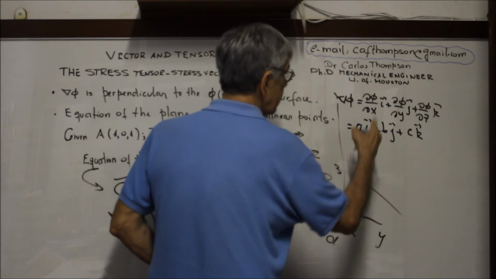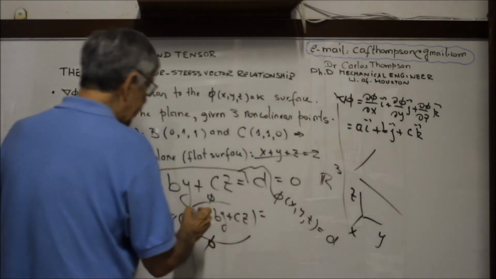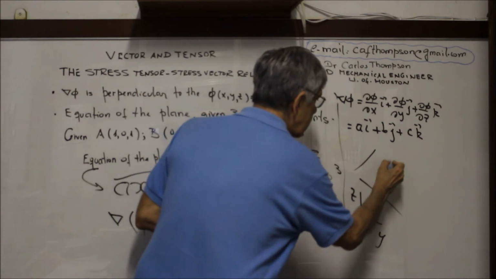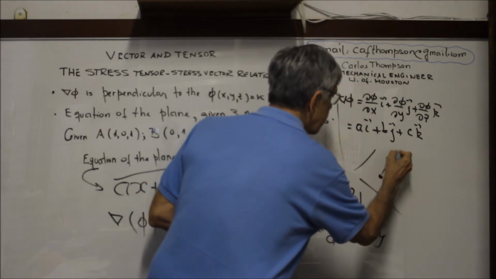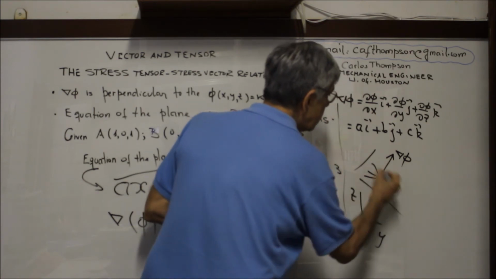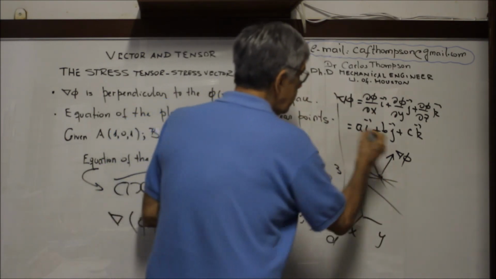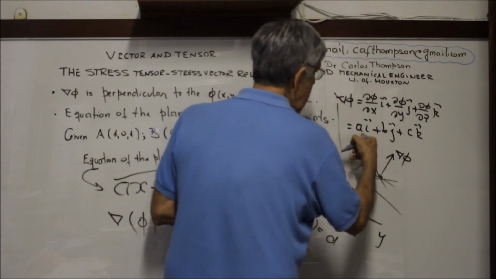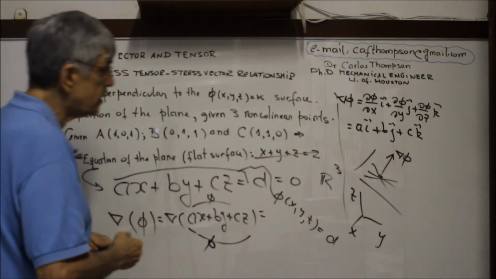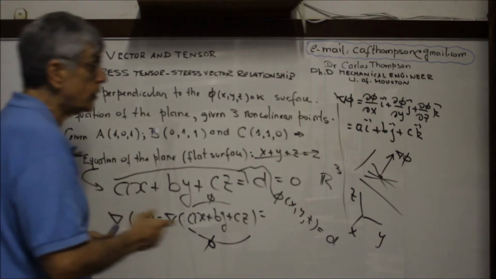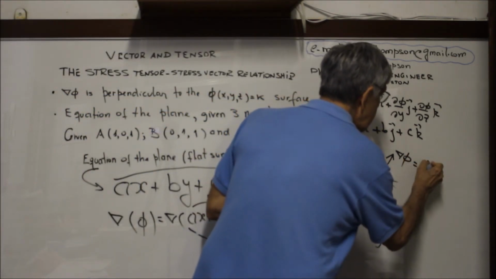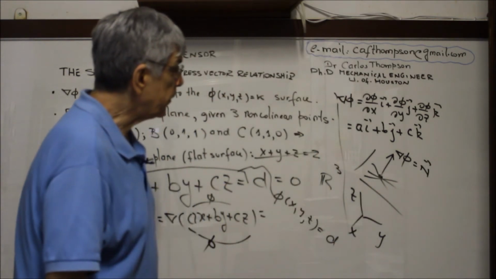Now, you see, if I have a plane, this is x, y, and z. There's a plane. The gradient is perpendicular to any straight line on this plane, and this will be ai plus bj plus ck. That's an important result. So this is a normal to the plane.